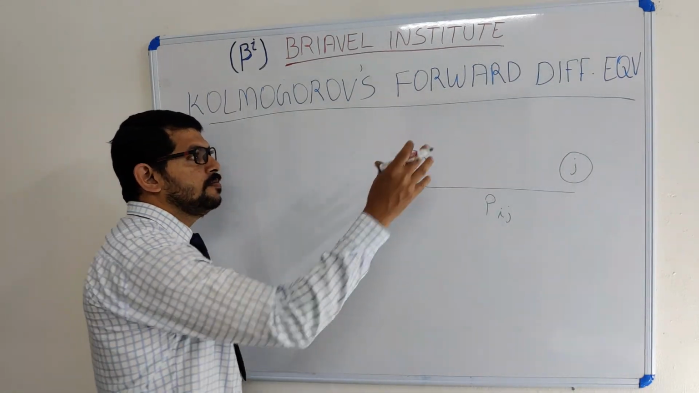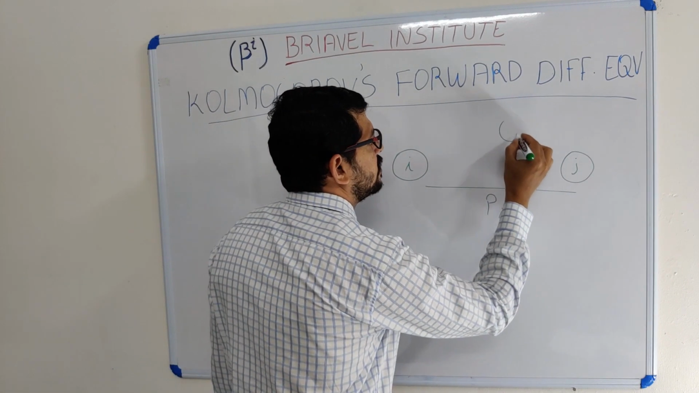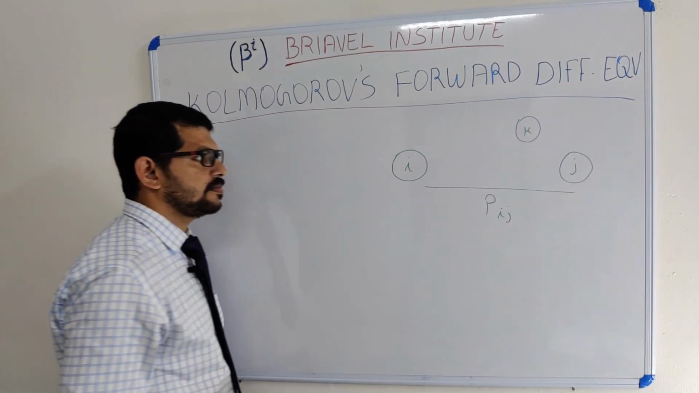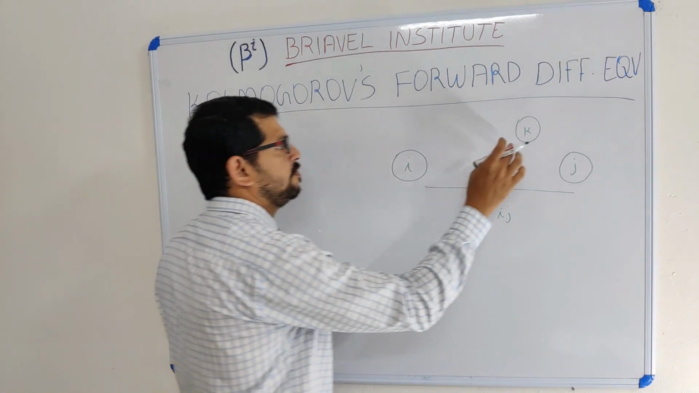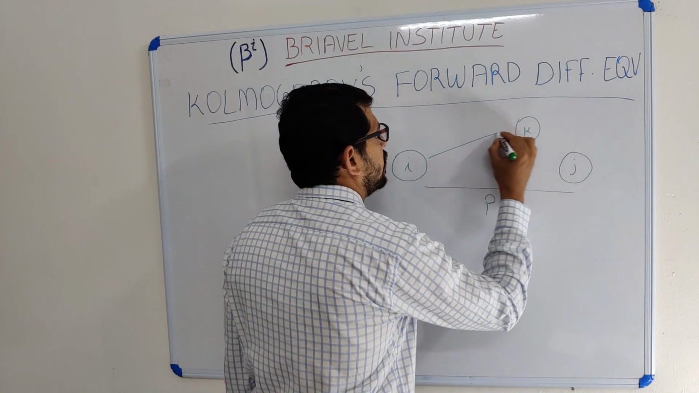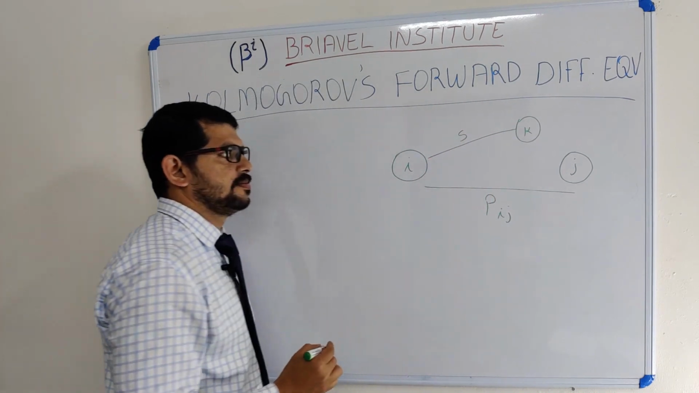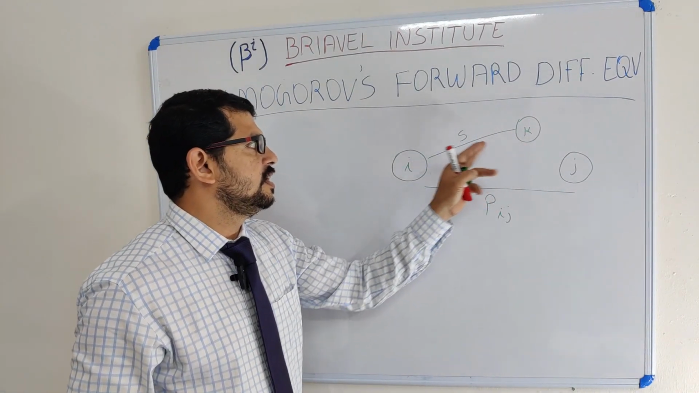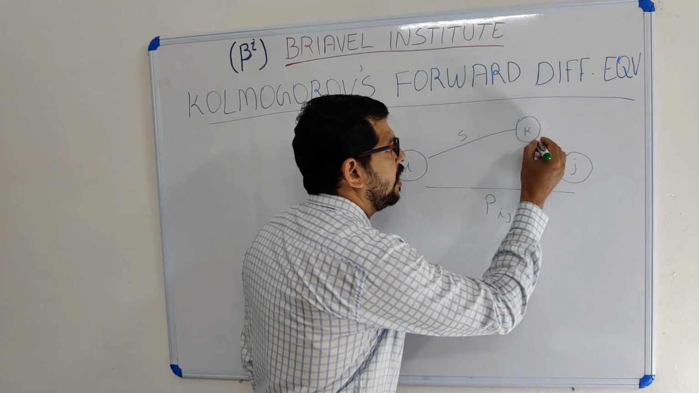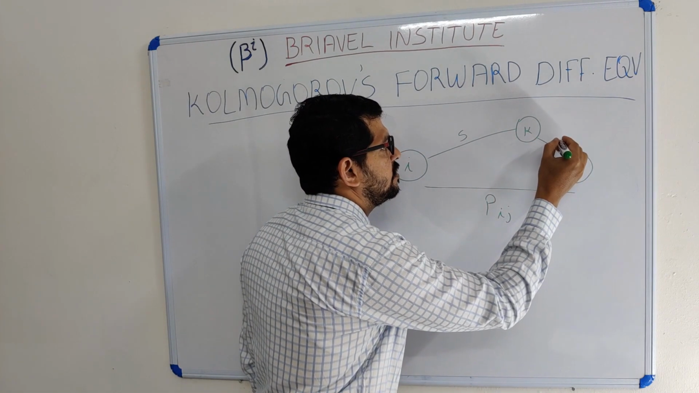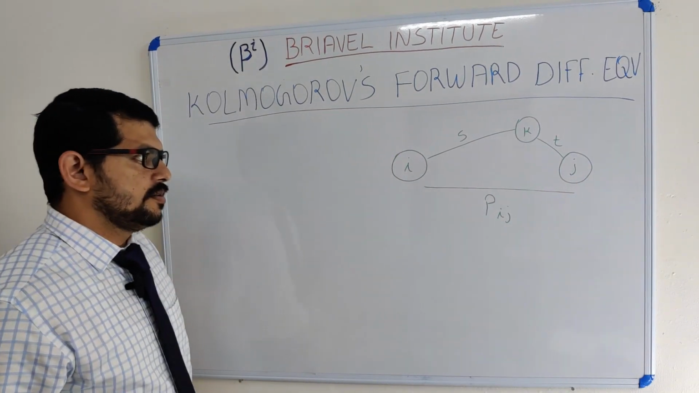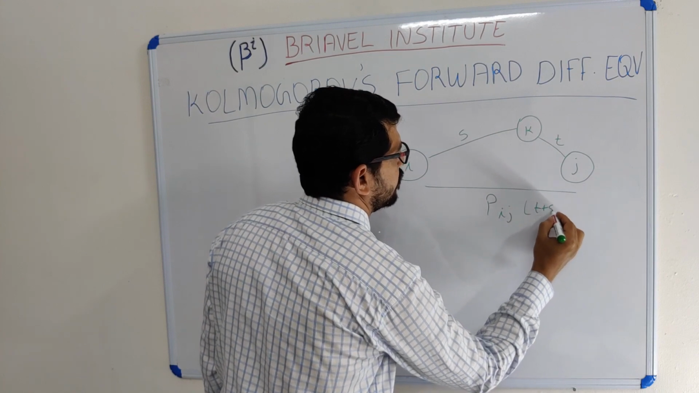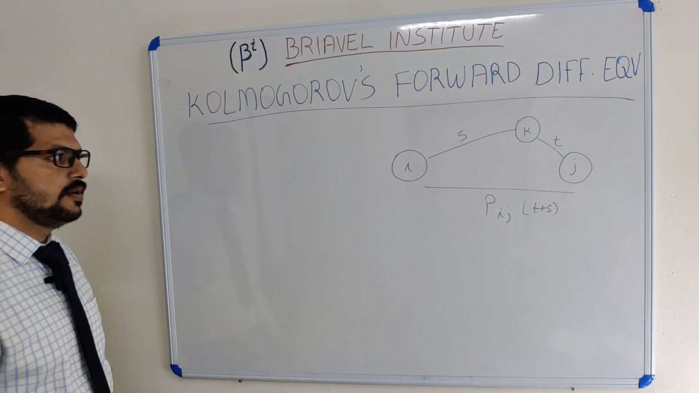Again, we are introducing one more term, called the kth state. From i, jumping to the kth state takes time s, and from k to j it takes time t. So our total time from i to j is t plus s.